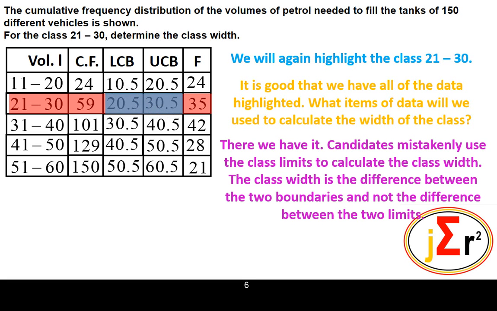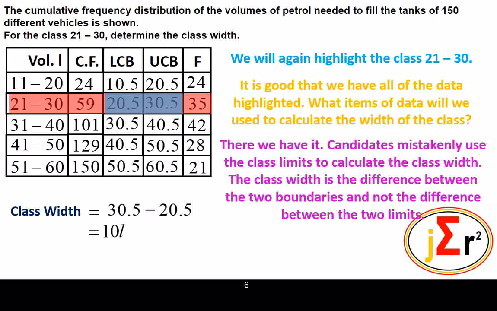There we have it. Candidates mistakenly use the class limits to calculate the width of the class. The class width is the difference between the two boundaries and not the difference between the two limits. So in order to determine the width of the class, not the difference between the two limits, but the difference between the two boundaries. So we have class width is equal to upper boundary minus lower boundary. And of course, we have that in liters.